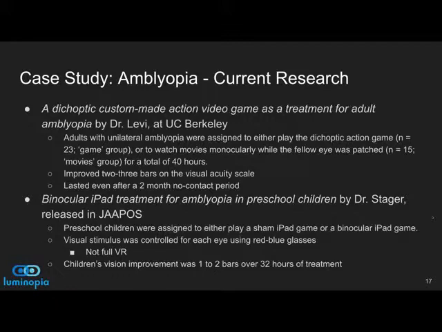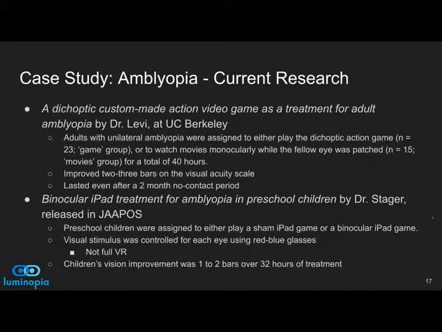A second one is the binocular iPad treatment for amblyopia in preschool kids. So this one had preschool kids play one of 2 versions of an iPad game. One version applied the treatment, changing the visual stimulus to the strong eye in order to promote the usage of both eyes, while the other setup did not. Now, this treatment method used red-blue or red-green glasses to change the visual stimulus to each eye. So it was not full VR.